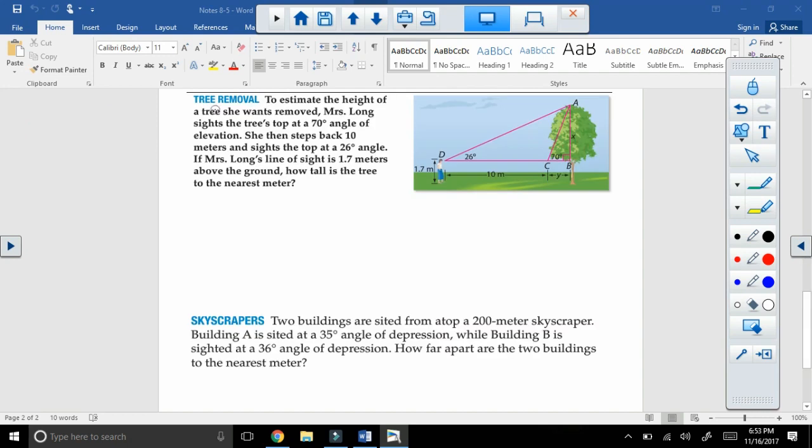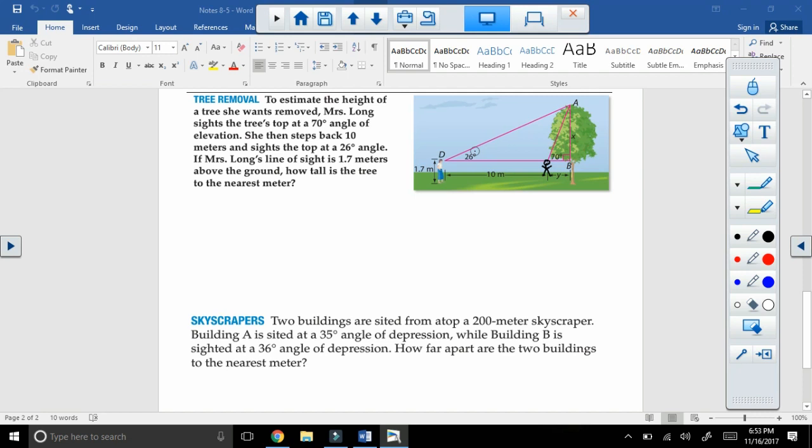This next example is about this tree that you want to get removed. And it says, to estimate the height of the tree she wants to remove, Mrs. Long sites the tree's top at a 70-degree angle of elevation. So it says here that when she's standing here, you don't see this in the picture, but when she's here, straight up that's 70 degrees. Then it says she steps back 10 meters and then sights it at 26 degrees.